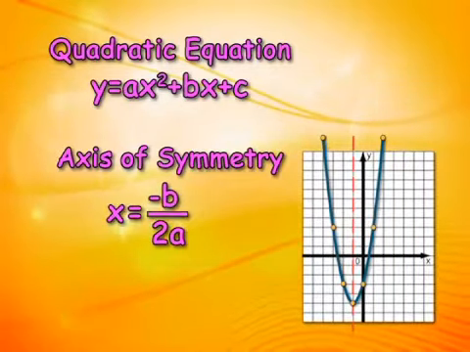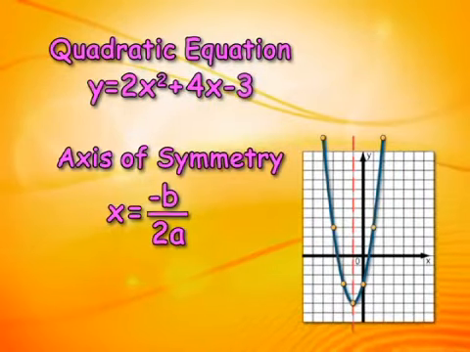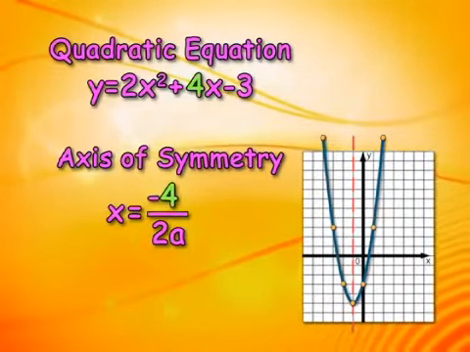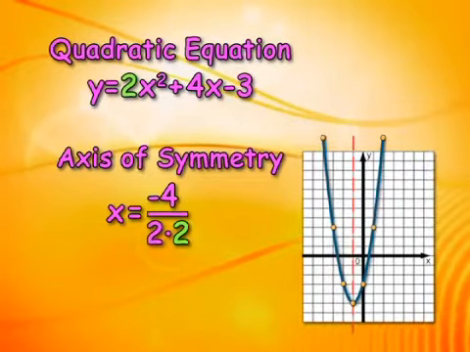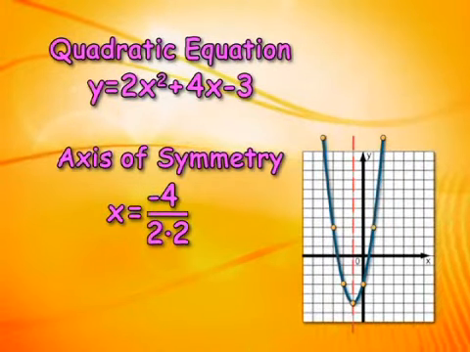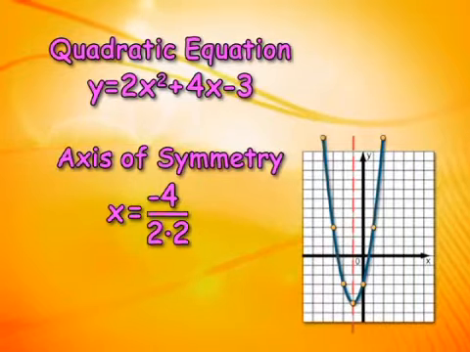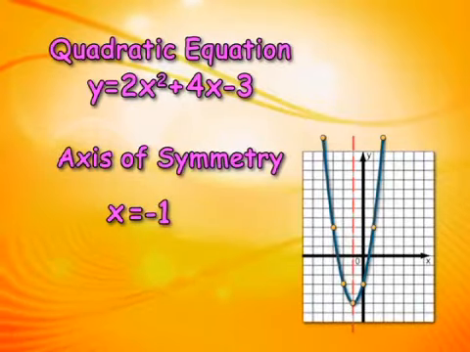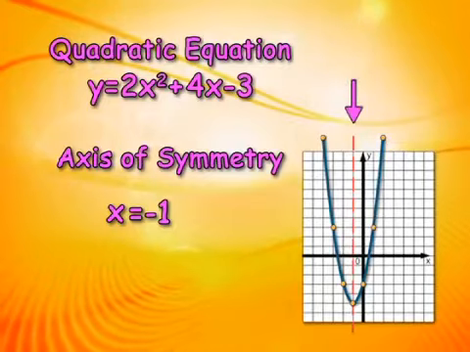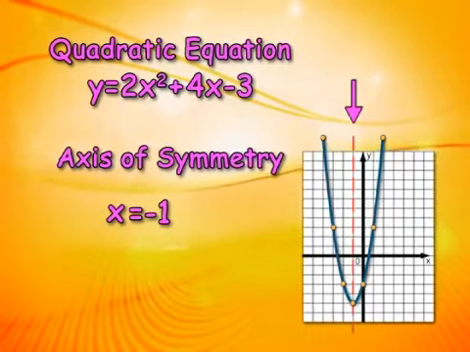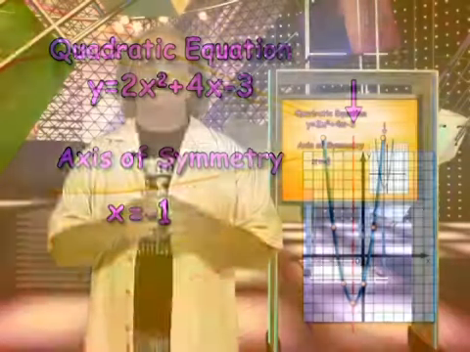So, in our original example, y equals 2x squared plus 4x minus 3, b is 4, and a is 2. When those values are substituted into the equation and simplified, the axis of symmetry is x equals -1. On a graph, that's the vertical line passing through -1 on the x-axis. So now we know that our parabola is going to wrap around that axis of symmetry. Next, we need to know where the vertex will be.